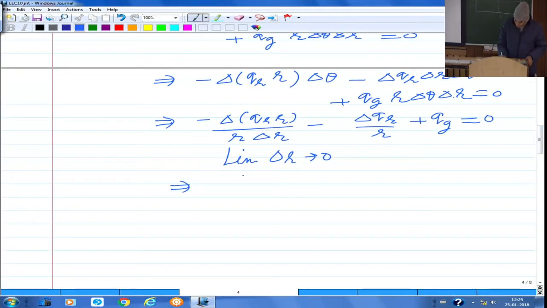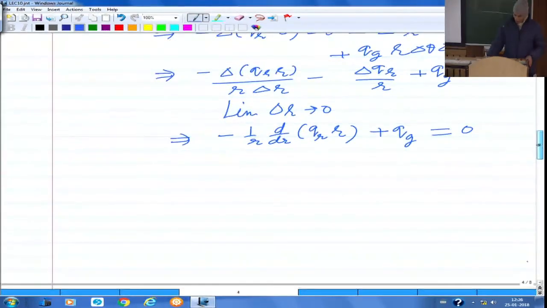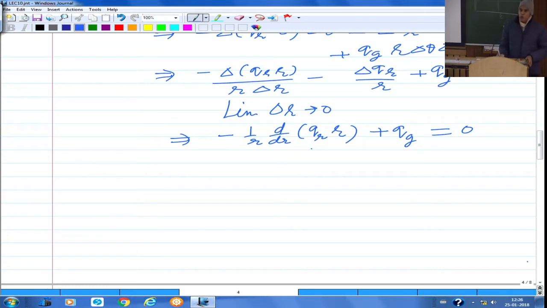So this will transform to a differential equation which will be minus 1 upon R d by dr of QR into R, that is the first term, and in the limit when delta R is going to 0, delta QR will go to 0. So this term will go to 0, and you will have QZ finally equal to 0. This is the differential equation, but now it's in terms of QR. You can of course multiply by a minus sign, so you can also write this as d by dr of QR R minus QZ equal to 0. The same can be written like this also.